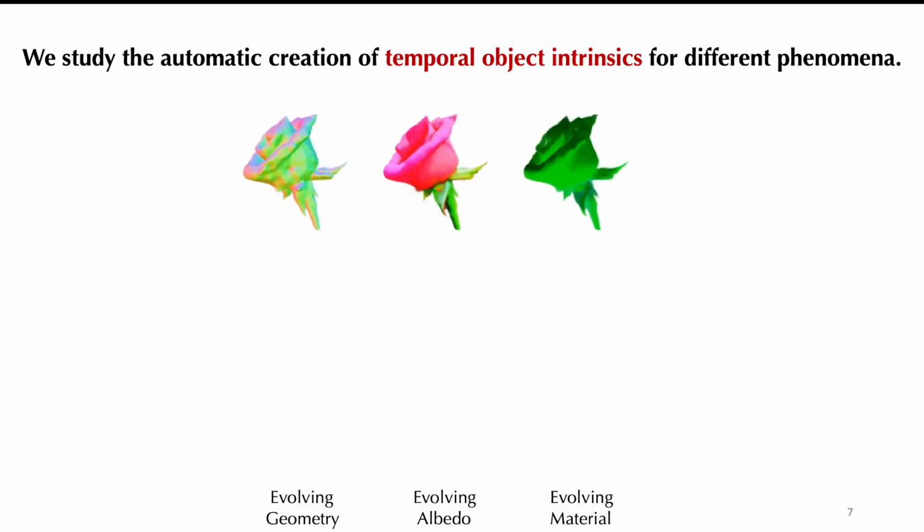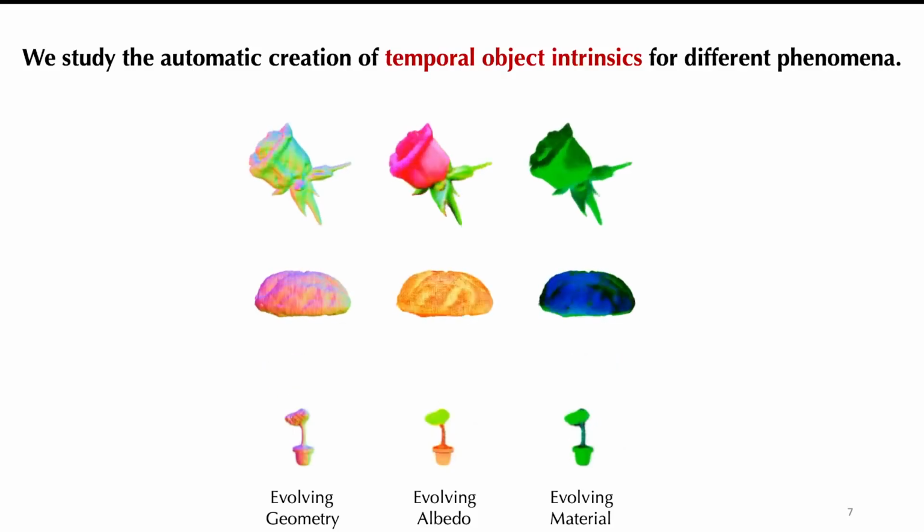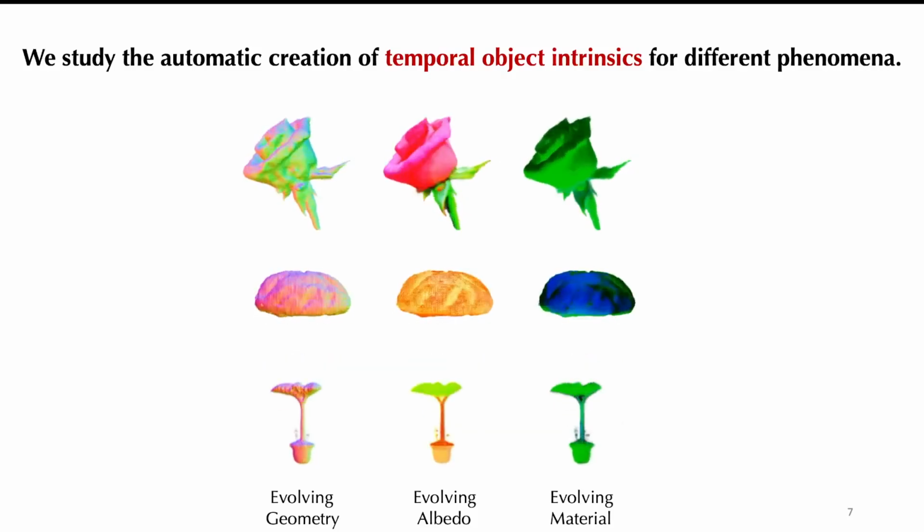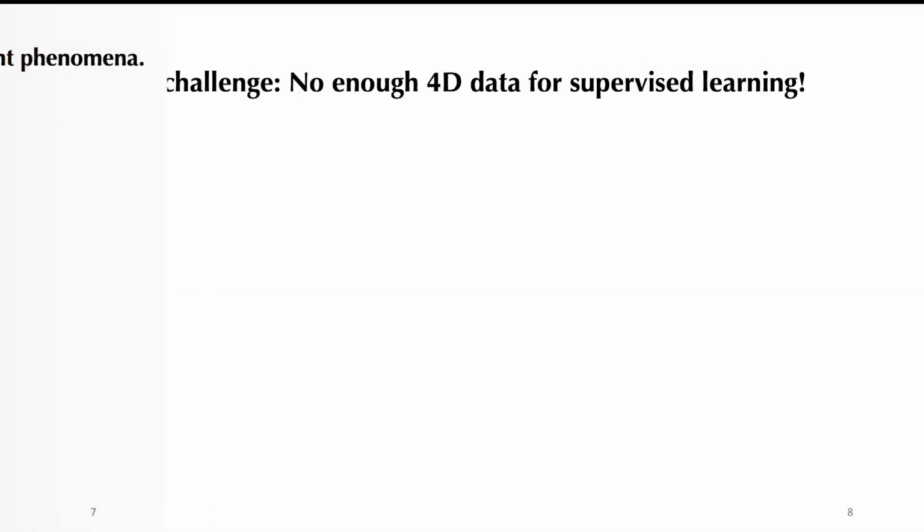In this paper, we focus on the challenging task of automatically creating those evolving object properties for different natural phenomena, namely temporal object intrinsics. We aim for a generic data-driven pipeline that is not tailored to a specific type of dynamic motion. Our approach can help create these dynamic assets for various similar natural phenomena, such as rose blooming, bread baking, and plant sprouting. This is a task that, to the best of our knowledge, has not been explored in previous literature.